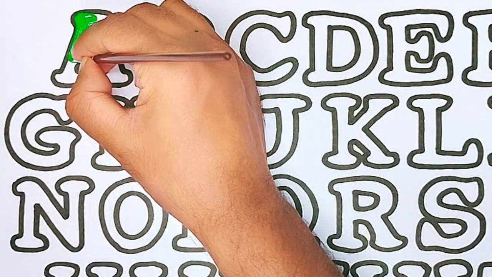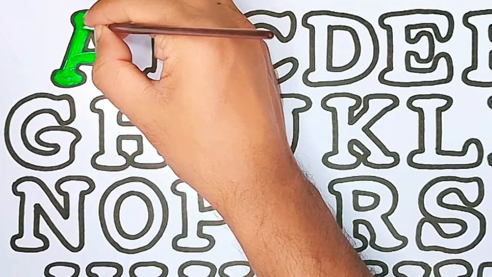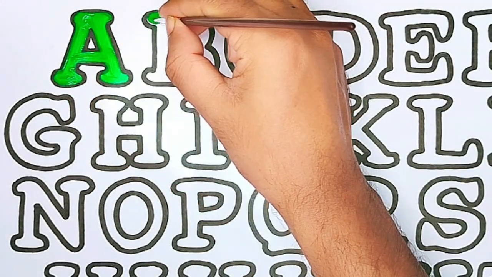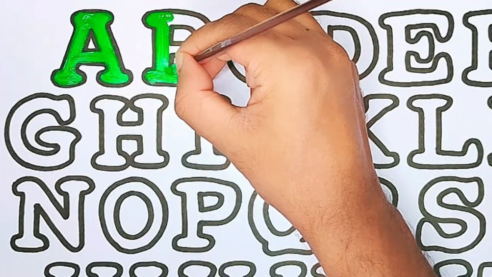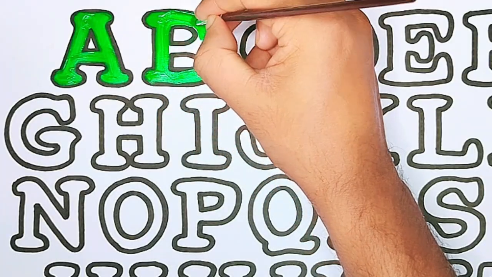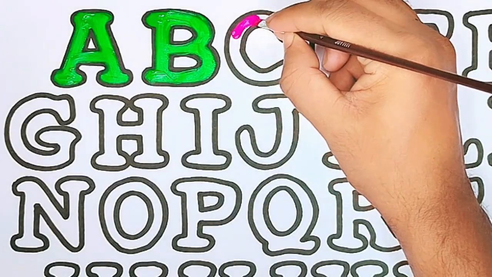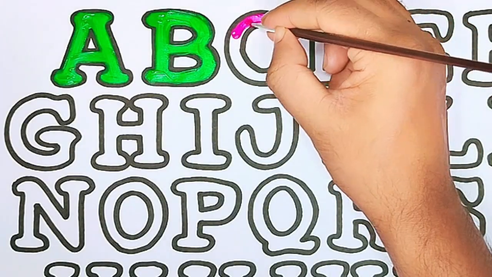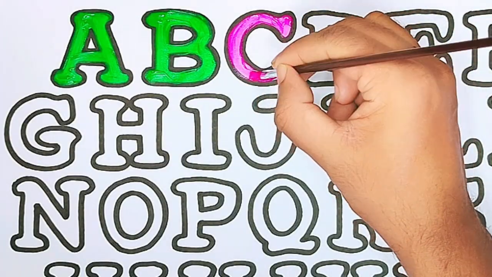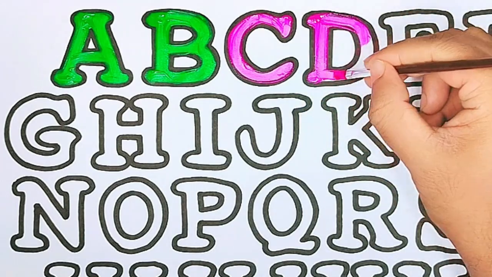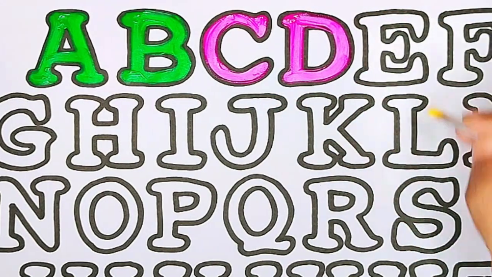Let's paint. A for ant. B for banana. C for carrot. D for dress.